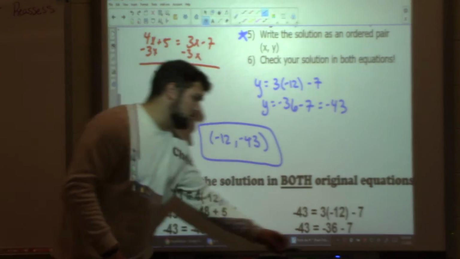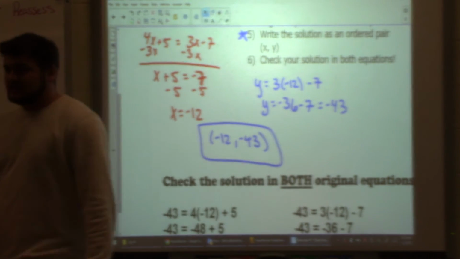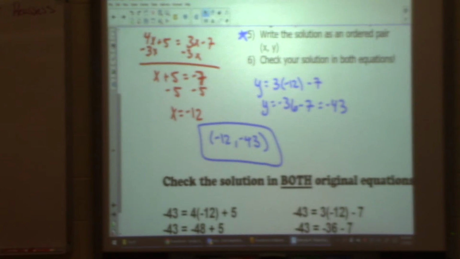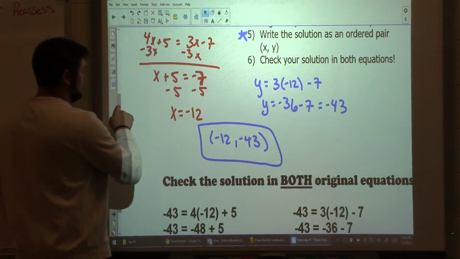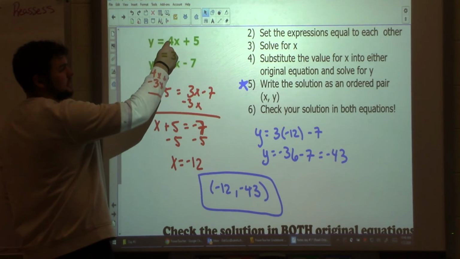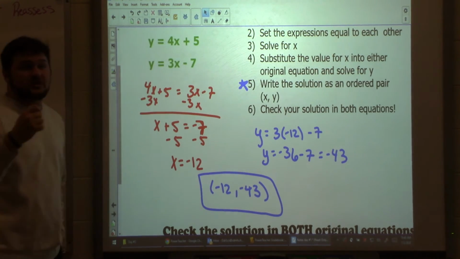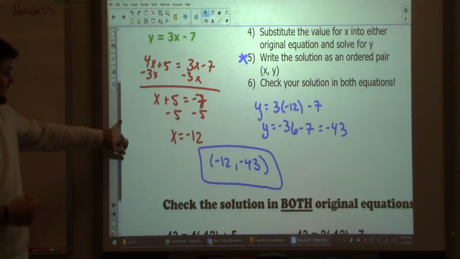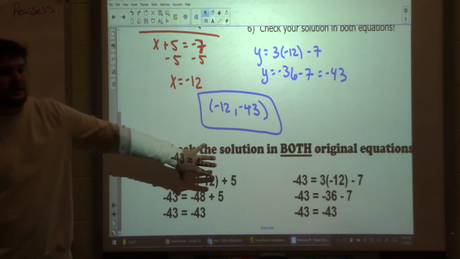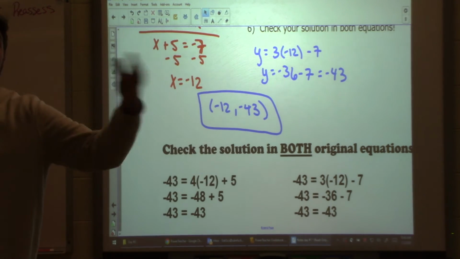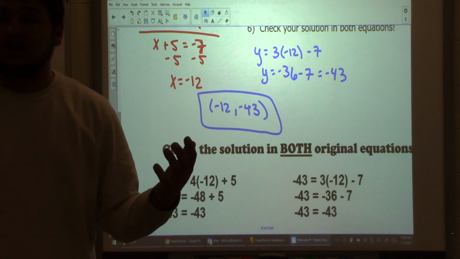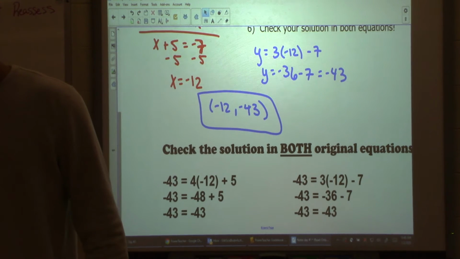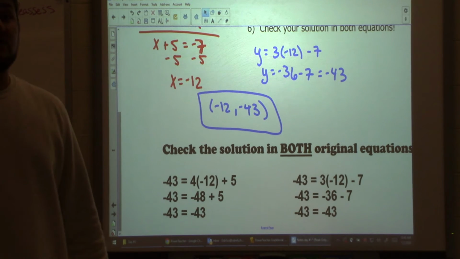Now, the really cool part about this unit is you can check every single one of your answers. You can take what you got for an answer, plug it into both equations, and it should make a true statement for both equations. If I check it down here, we did all the work already, I get a true statement. If you don't get a true statement for both equations, something went wrong. You've got to go back, check your work, see what you did wrong. You should always get true statements for both equations.